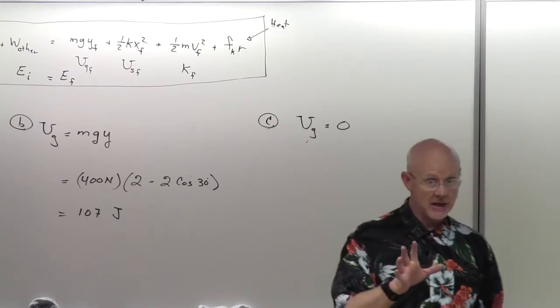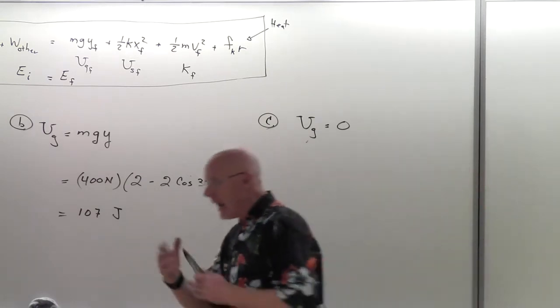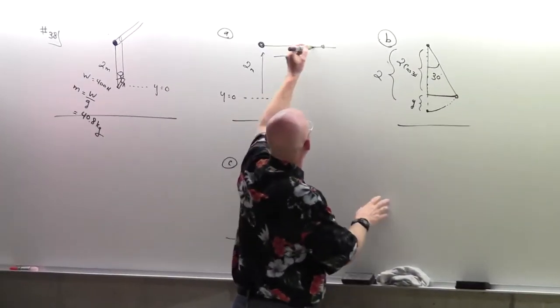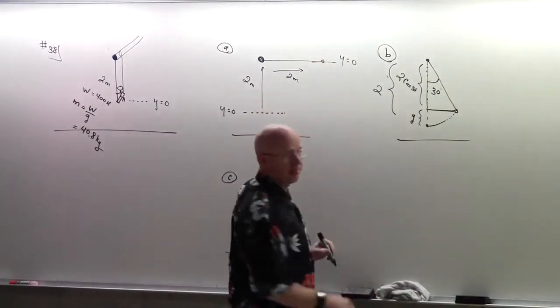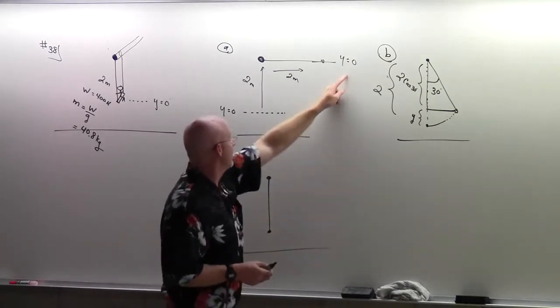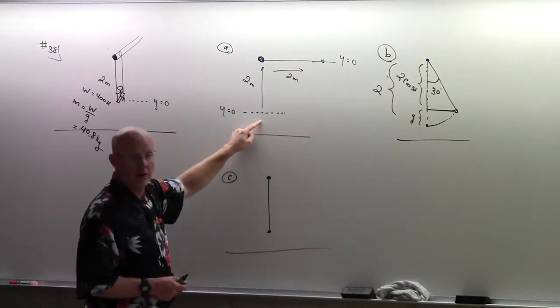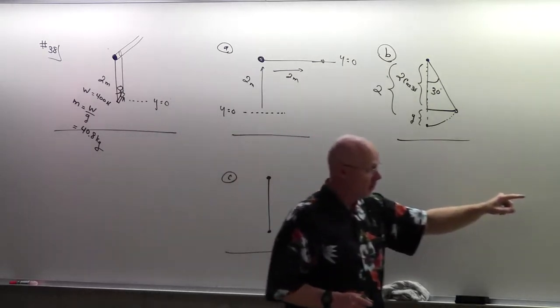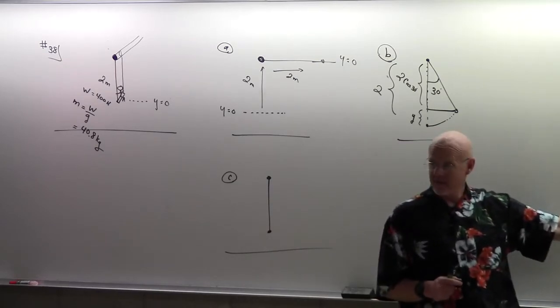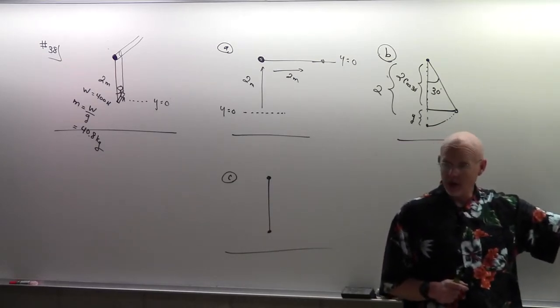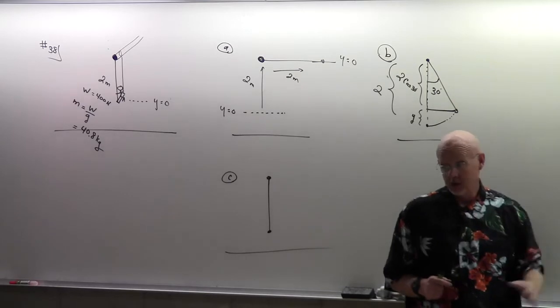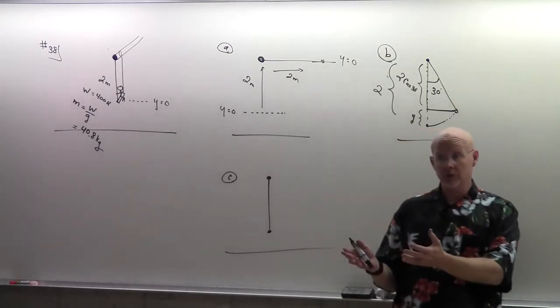And that's why I thought I would take a moment and pause here. Remember, your energy is relative to where you call it. What if we would have called y equals zero up here? What would that say when they swung down here? Wouldn't that have said that we had a negative 800 joules? There's nothing wrong with negative energies.